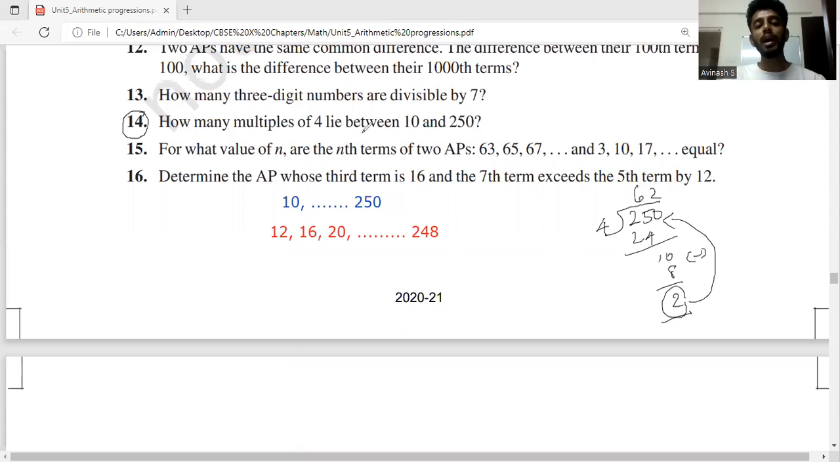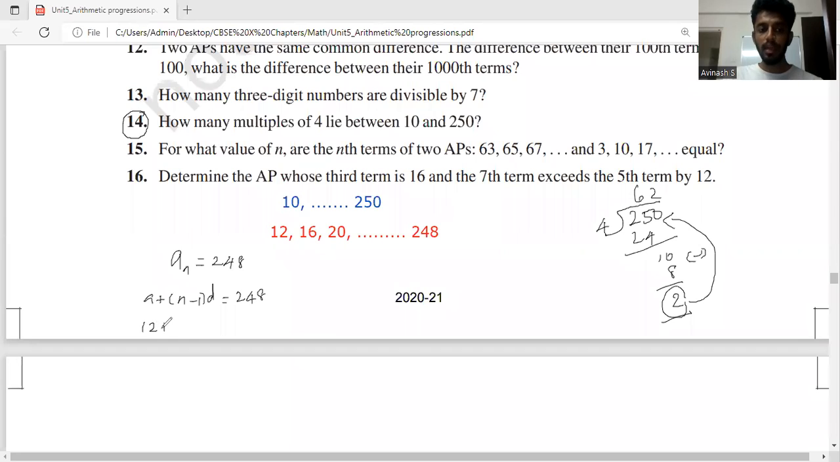And then how many multiples of 4 lie between? We are supposed to find the n value. Like how many numbers are there till 248? Very similar to the previous problem. We take 248 as an and then we find the value of n. So then we assume an as 248 because that is the nth term or the last term, and then you substitute a plus n minus 1 into d is equal to 248.